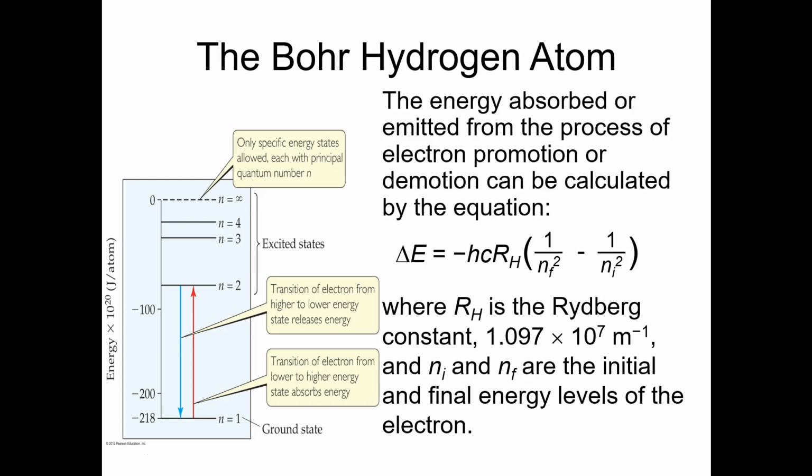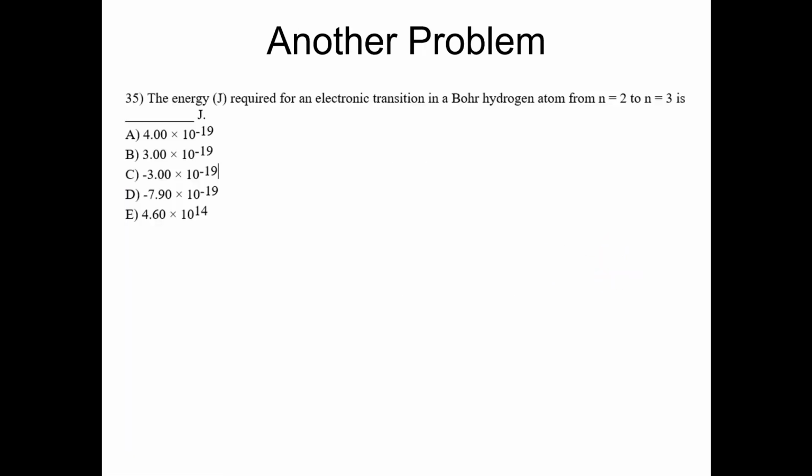This whole thing can be described by this equation, in which the change in energy is equal to negative hc, Planck's constant, speed of light, what's called the Rydberg constant, whose value is given to you here, times 1 over the final energy level minus 1 over the initial energy level. So let's try a problem with that.